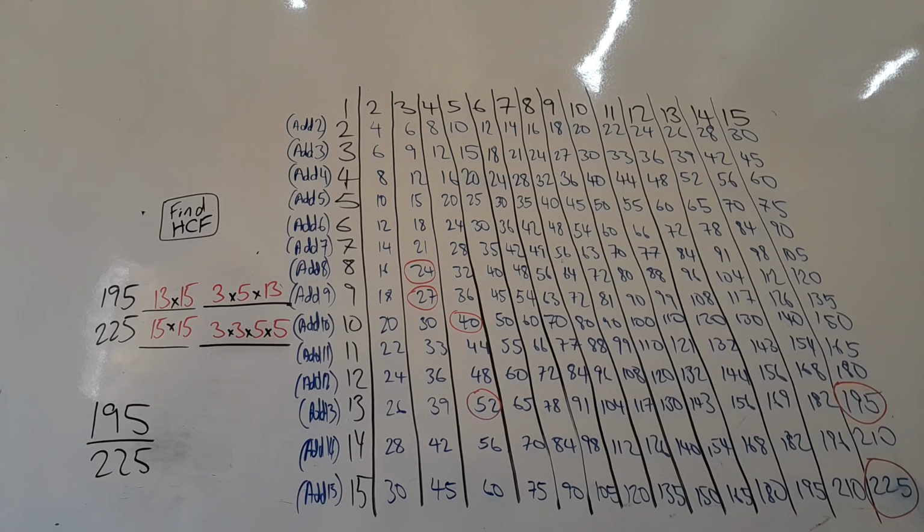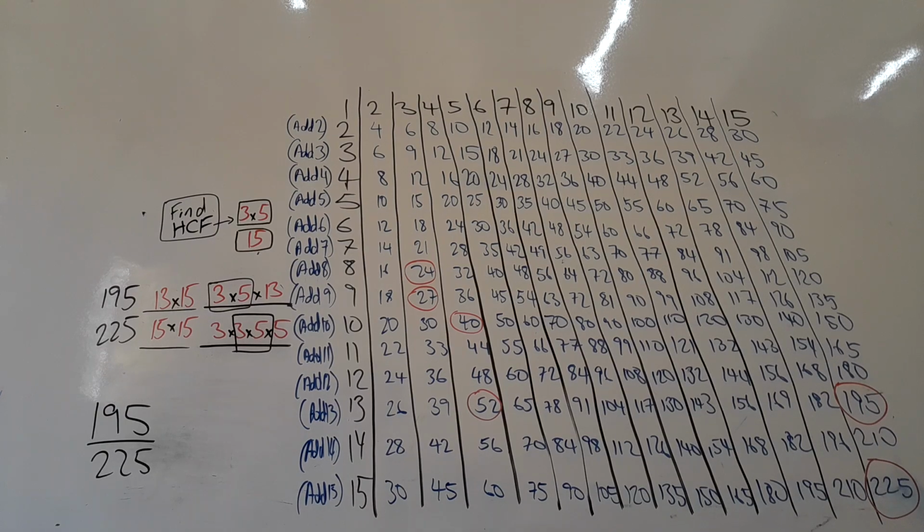Now what if we wanted to reduce 195 over 225 to its lowest terms? How could you do that with the HCF? By doing this, we find that 3 times 5 is in both lines, and then they don't have anything else in common. So what do we do from there? The answer to your HCF question is that the HCF is 15.